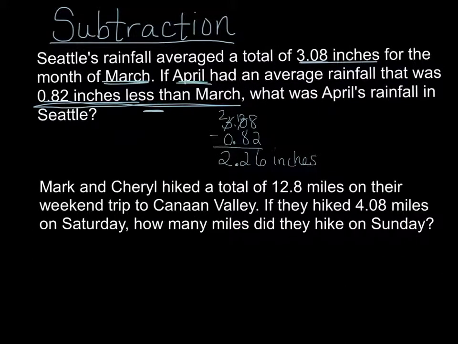The next problem is Mark and Cheryl hiked a total of 12 and 8/10 miles on their weekend trip to Canaan Valley. If they hiked 4 and 8/100 miles on Saturday, how many miles did they hike on Sunday? So this starts with a total. This is one of the ones we were talking about where it does start with a total of 12 and 8/10 miles that they hiked on their entire weekend. So for their entire weekend, which was Saturday and Sunday, they hiked a total of 12 and 8/10 miles.